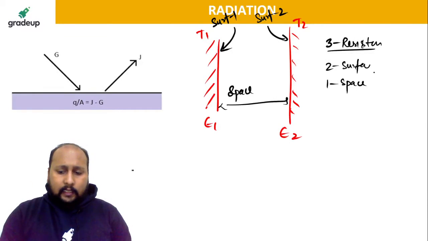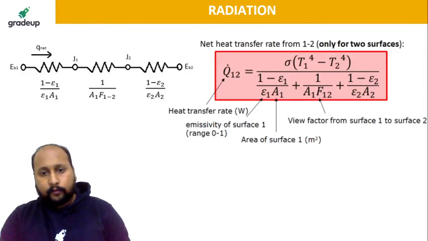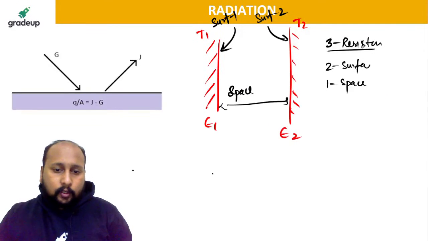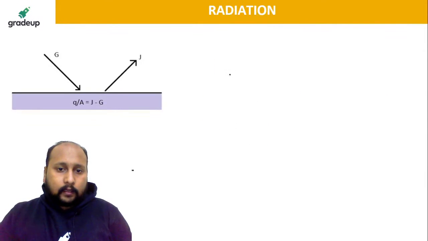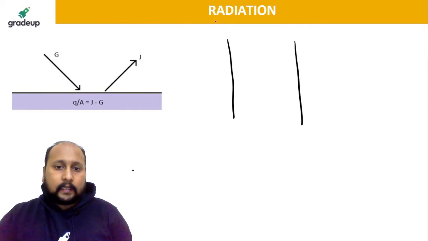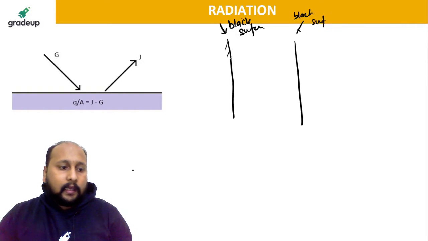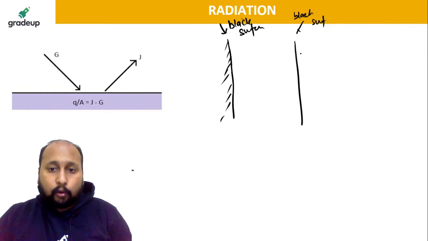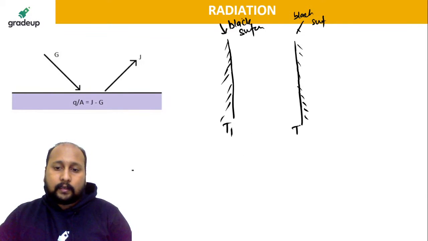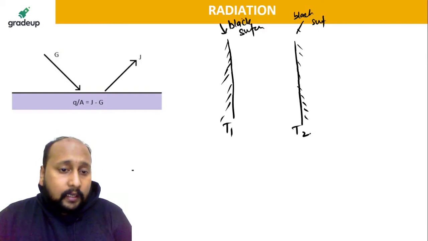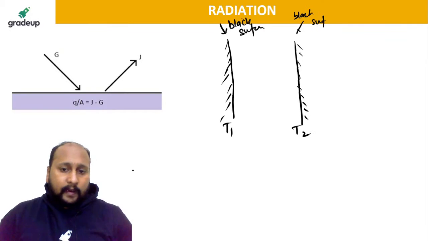Okay, let me ask you one question. Let us suppose I have two plates, and this is a black surface, and this is also a black surface. This is temperature T1, this is temperature T2. Now tell me how many resistances there will be in total between these two plates.